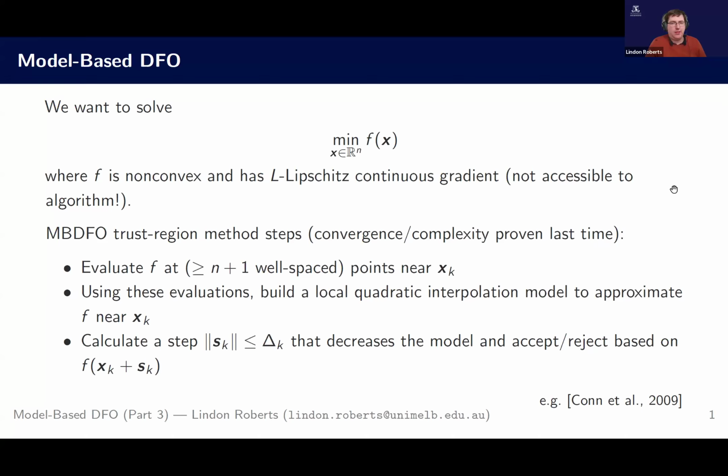We're looking at unconstrained, usually smooth, non-convex minimization. We're assuming Lipschitz continuous gradients mathematically, but no access to gradients in the software or in the algorithm. And we're using trust region methods where we evaluate our function at some points near x_k. We build a typically quadratic interpolation model that's going to locally approximate the objective, and then follow a trust region process. Calculate a step to decrease the model, evaluate the function at the new point, and make a decision whether that step was good or not.